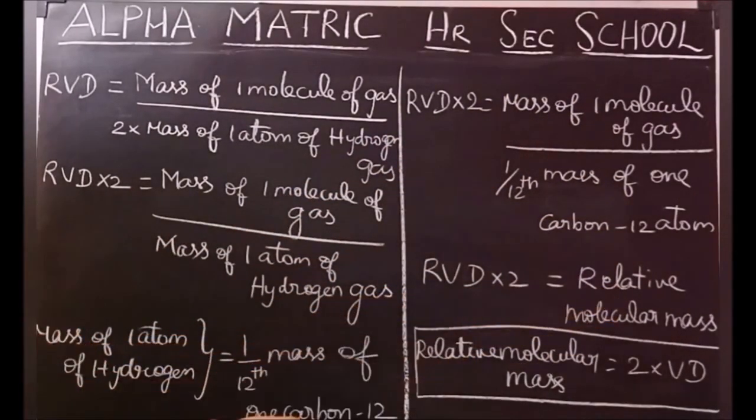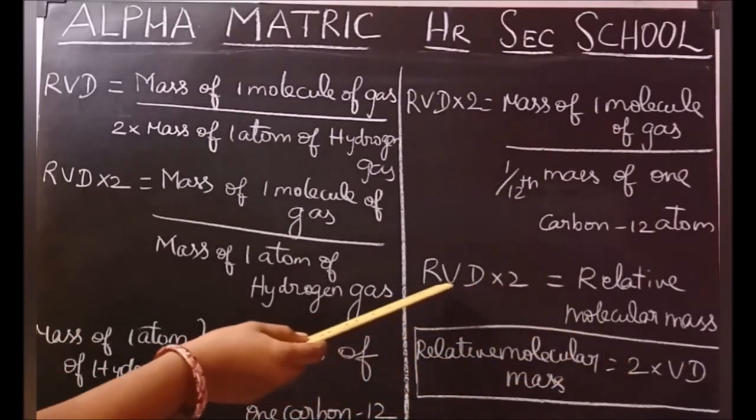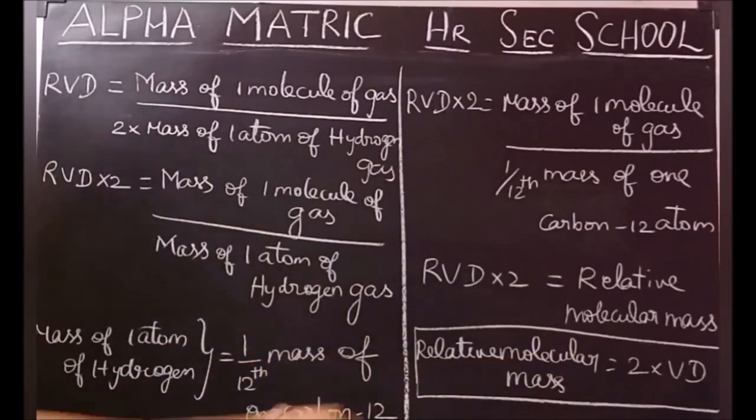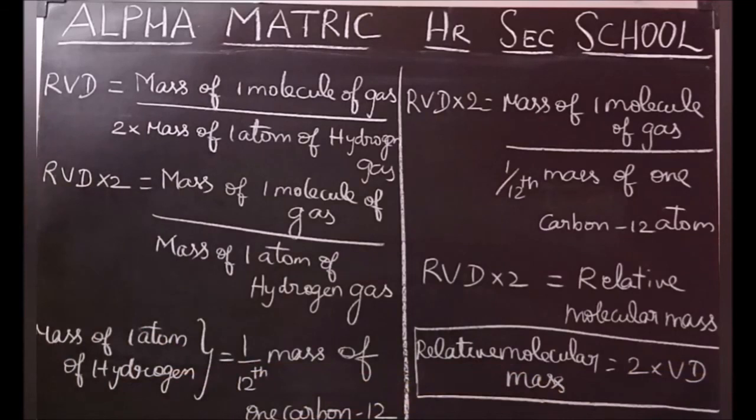So the whole equation can be written as relative molecular mass equal to 2 into relative vapor density. In your textbook, it is simply given as vapor density. This is the relationship between vapor density and relative molecular mass.